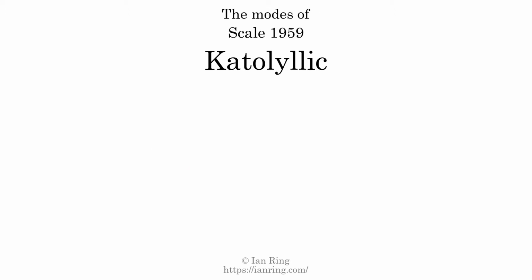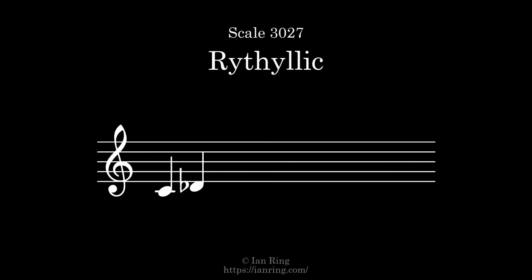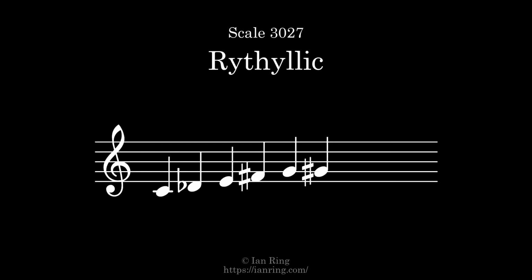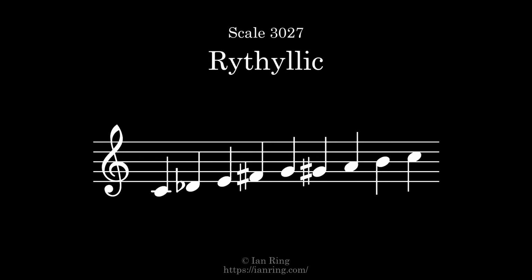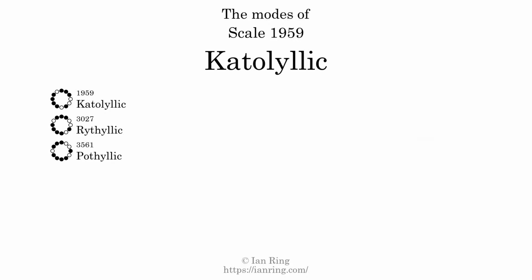This scale has 8 modes. The first mode is itself. The second mode is scale 3027, also known as Katolyllic. It sounds like this. The third mode is scale 3561, also known as Katolyllic. It sounds like this.